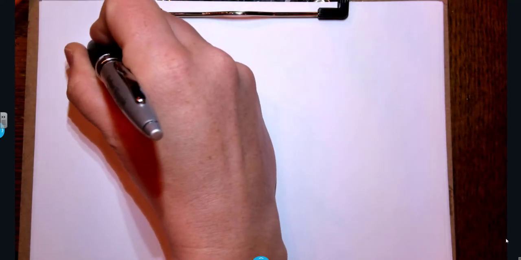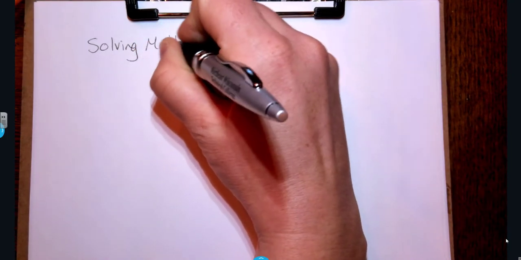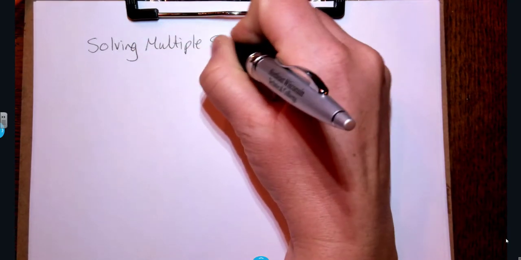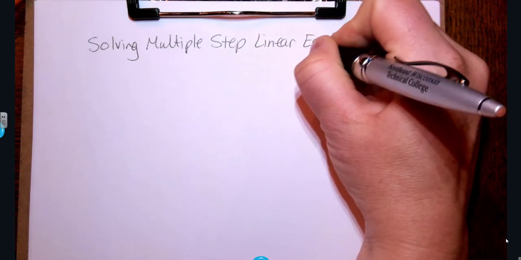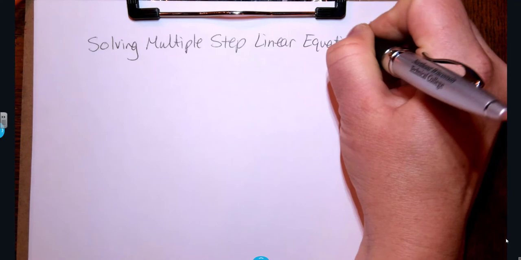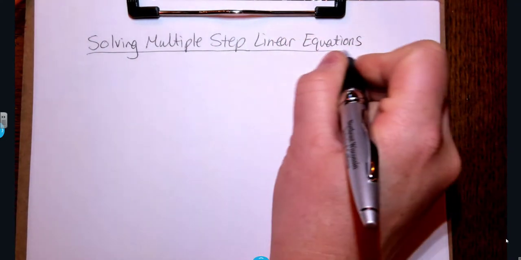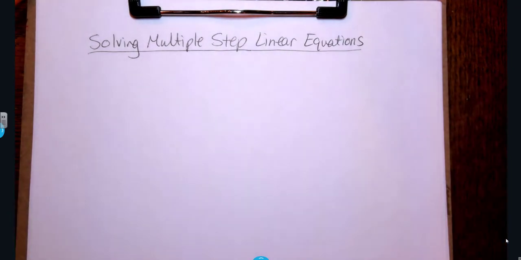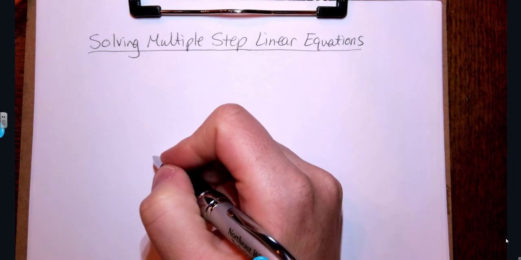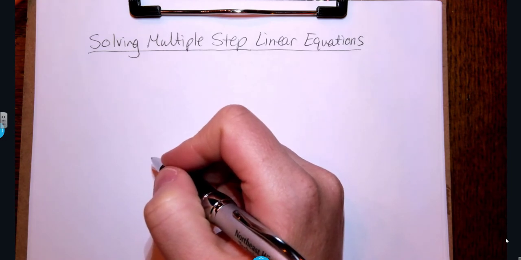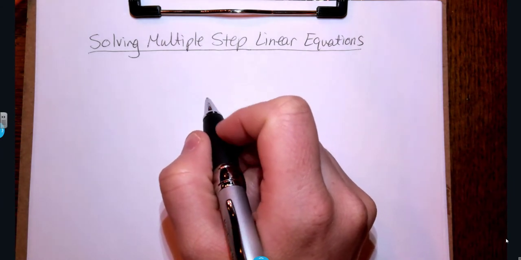So now let's look at solving multiple step equations. Solving multiple step linear equations. I'm using the word linear here because we have just one variable. In this case, we'll use x in our example, but it's just x, not x squared or cubed. There's just one variable, so we would say that we're solving a linear equation.